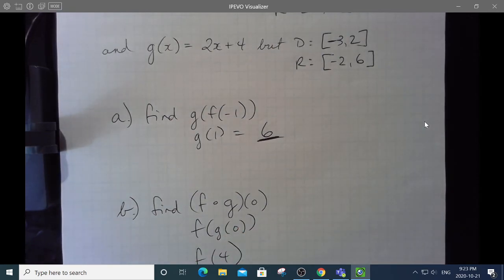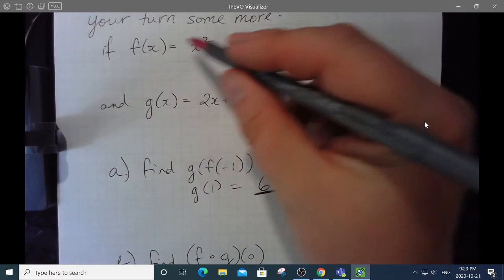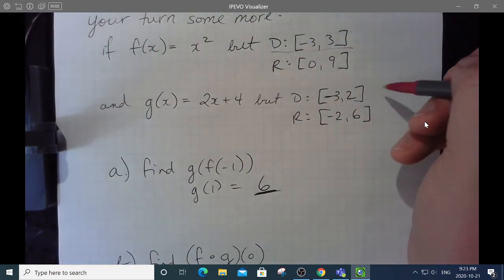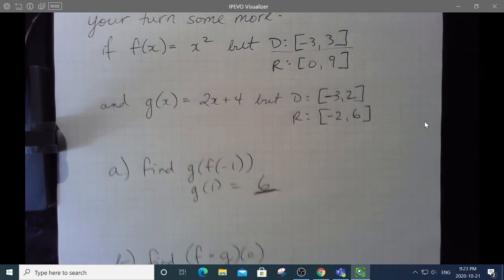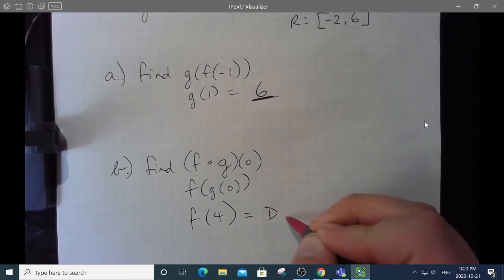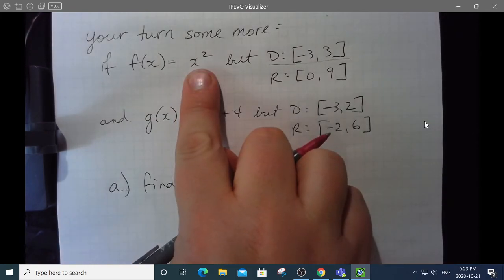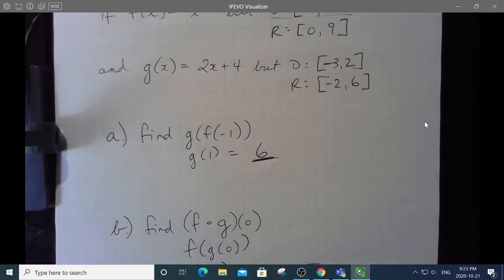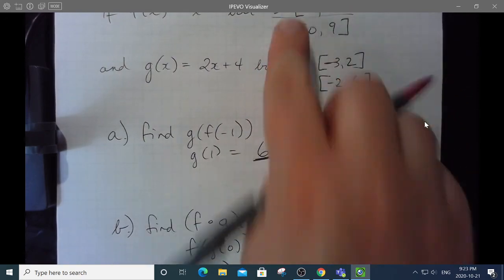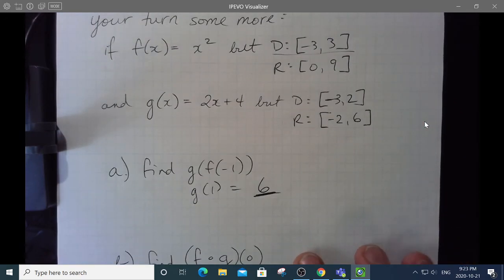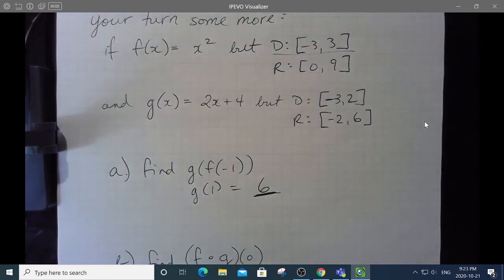But hold on a minute. 4 is too big to plug into f of x because f of x only goes from -3 to 3. Aha! So that would mean this does not exist. I know you're probably thinking, but I can plug 4 into this formula all day. 4 squared is 16. Next. Nope. If there are restrictions on the domain and range of one function, you have to respect those domain and range restrictions when you plug them into the other function.